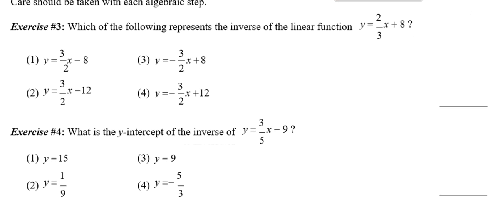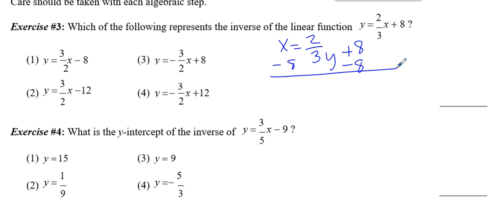8? So again, I'm just switching them. So I have x equals 2/3 y plus 8. Now I'm going to just subtract 8 from both sides. So I have x minus 8 equals 2/3 y. Now I'm going to multiply it by the reciprocal. Remember, the reciprocal is just looking at your numerator now becomes your denominator, and the denominator becomes your new numerator. Whatever you do to one side, you must do to the other.